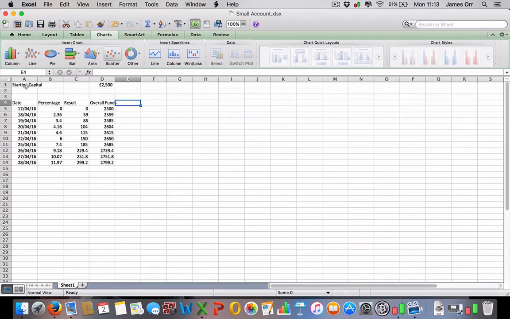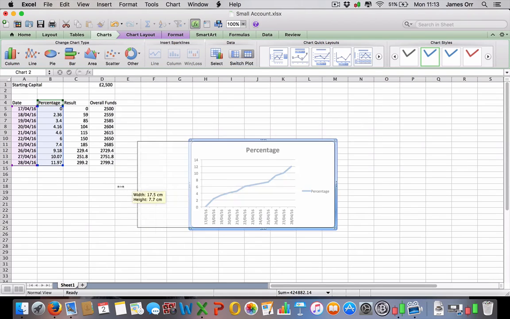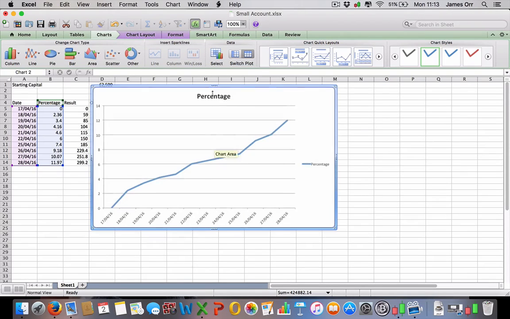So what I've done is I've put the starting capital of the 2500, I've put the dates, the trading dates, and then I've marked that up as a percentage, and you can see the percentages are increasing. If I had a down day, it would just simply decrease. This is the monetary value building, and overall funds is listed there. Now what you really want to be looking at is your percentage increase or percentage decrease. The way I usually do it is on a line chart. Just like that.